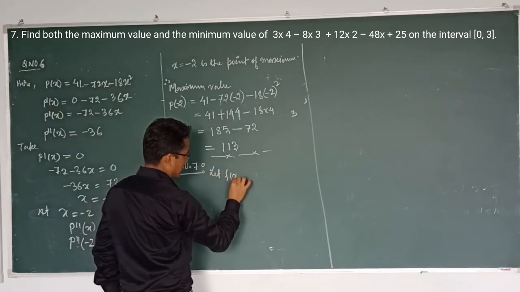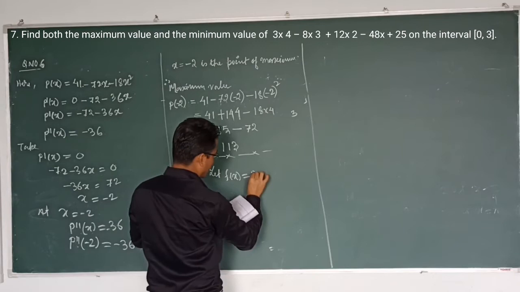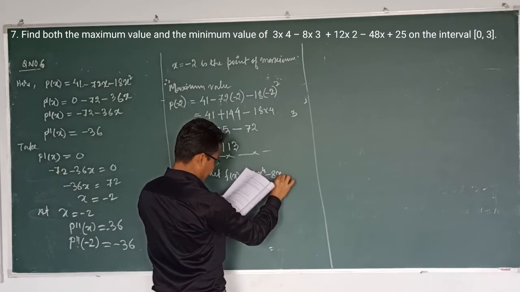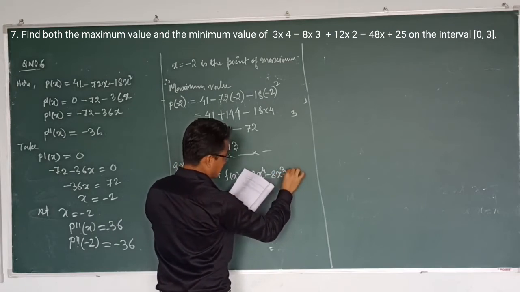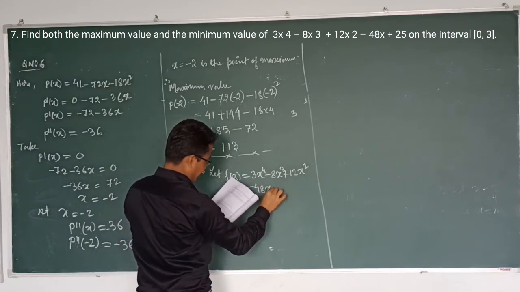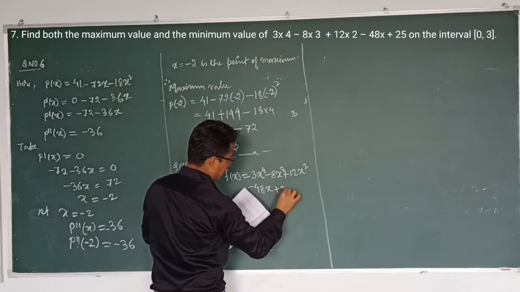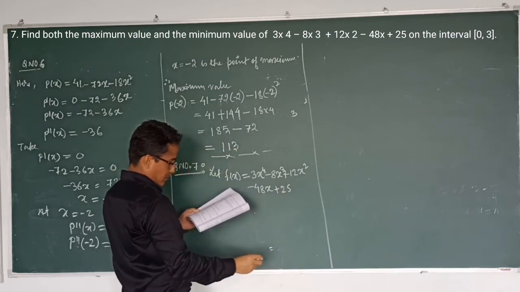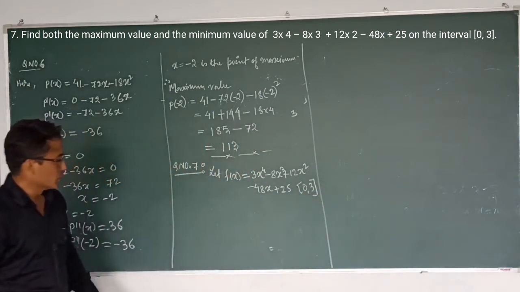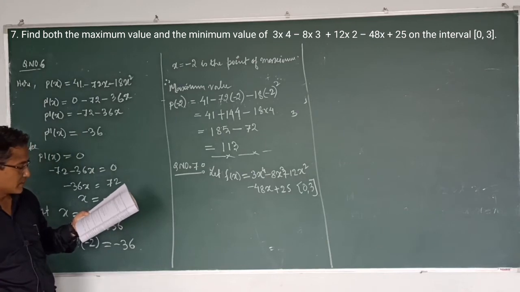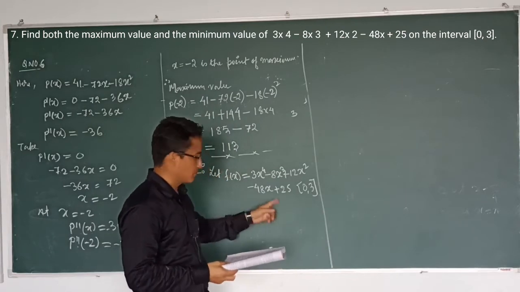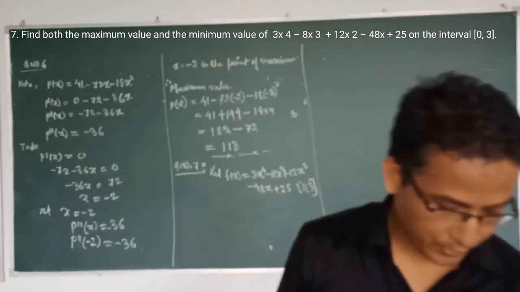Let f of x equal to 3x to the power 4 minus 8x cube plus 12x square minus 48x plus 25, and the interval is 0 to 3. So this is the function.